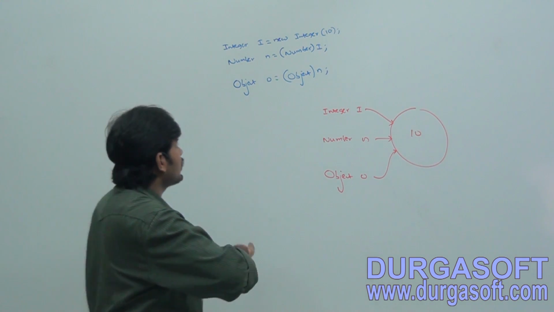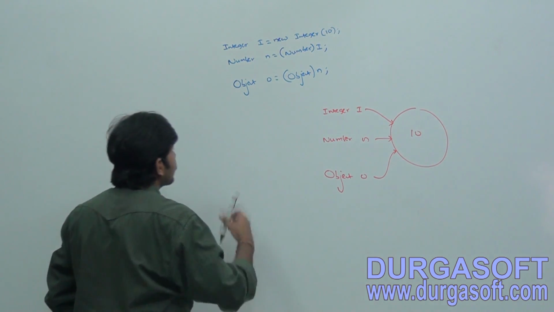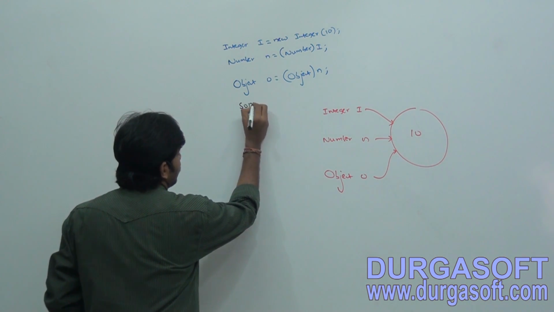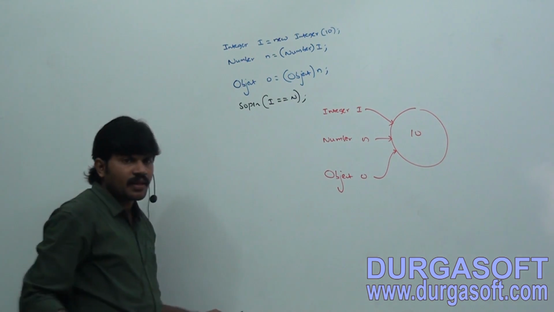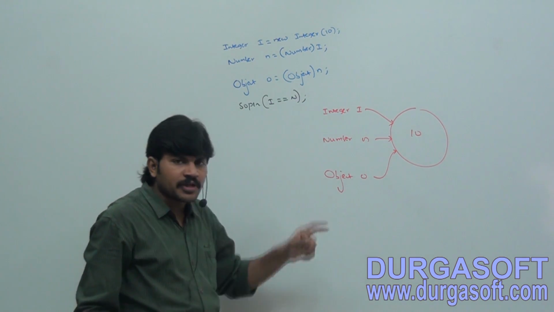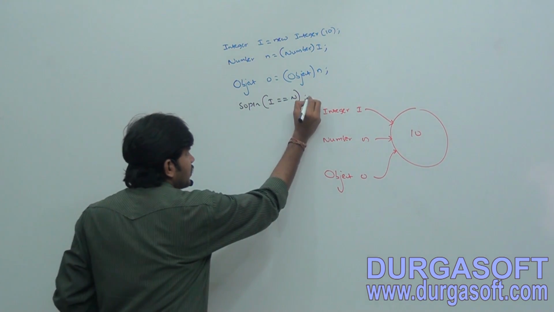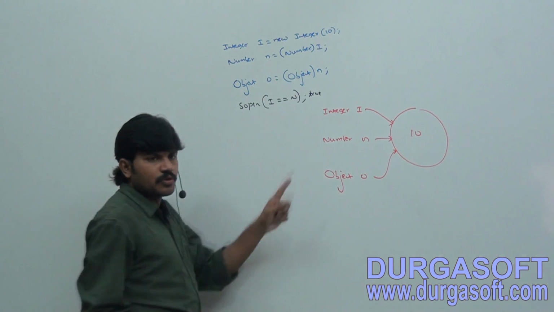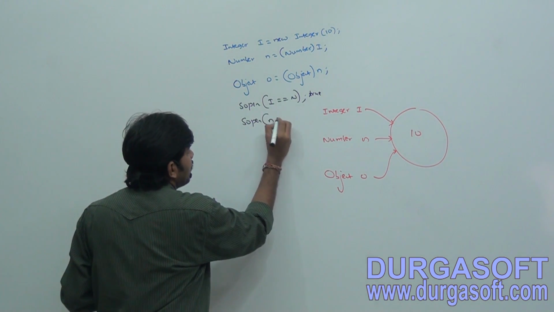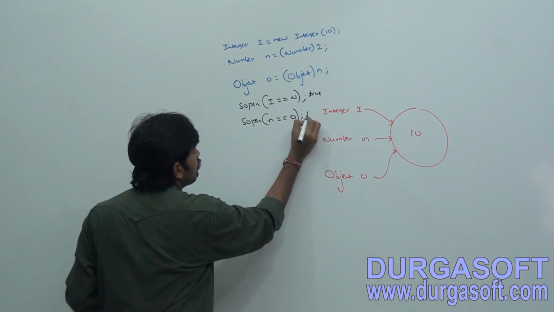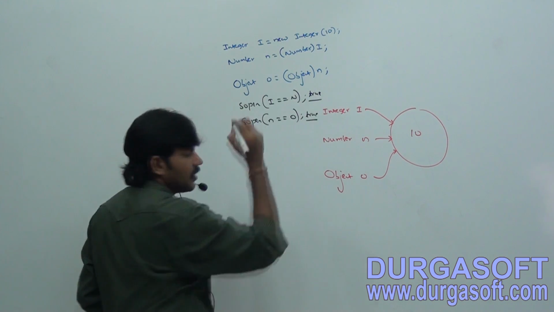Now, sir, if you want, you can cross check. System.out.println(i == n). Sir, both are pointing to the same object. That's why what is the answer? True is the answer. Both are pointing to the same object. System.out.println(n == o). True is the answer. Are you able to get?